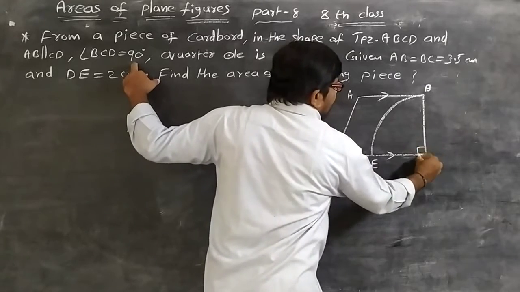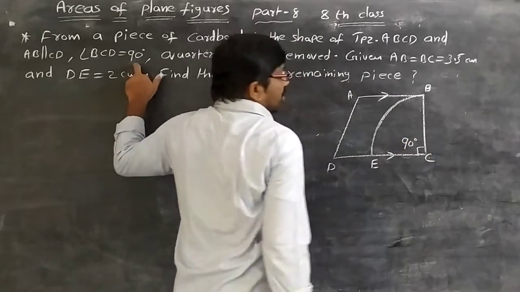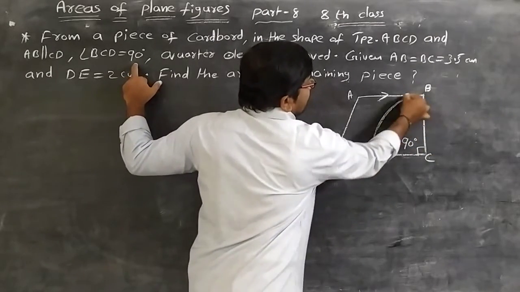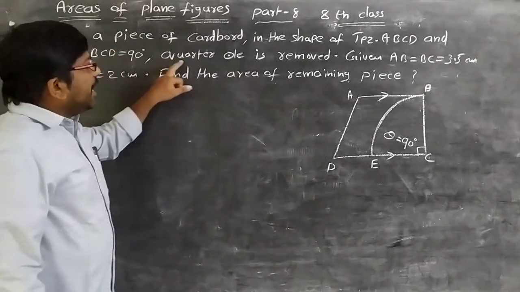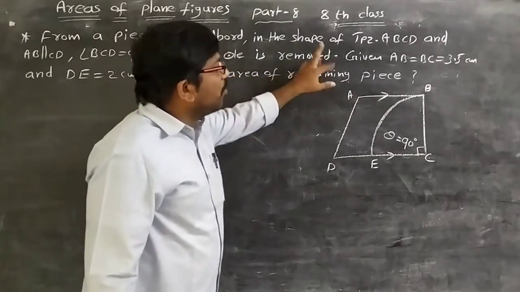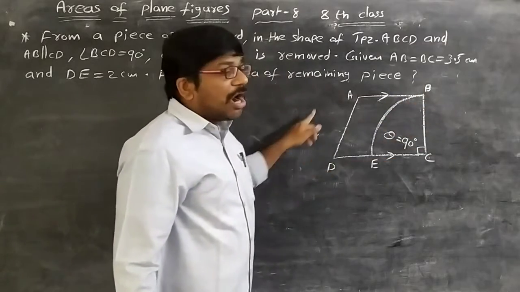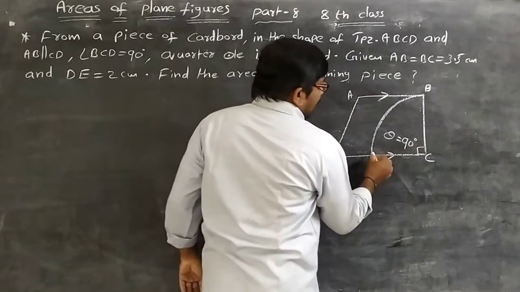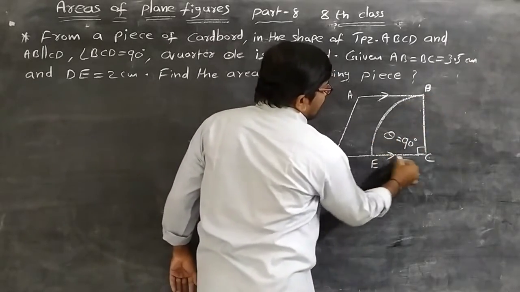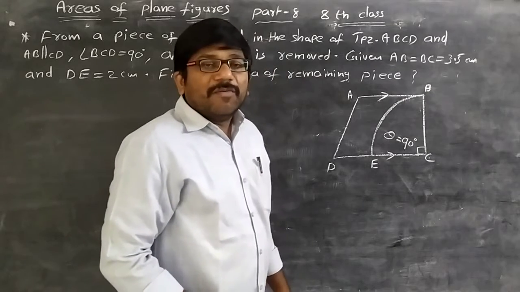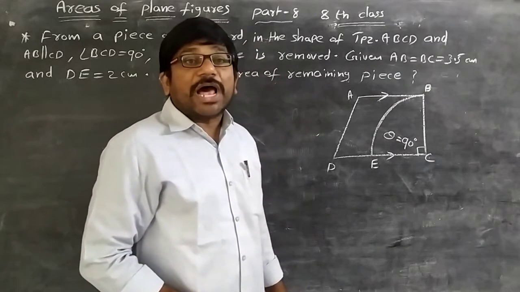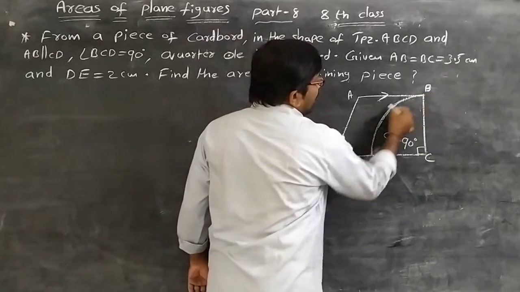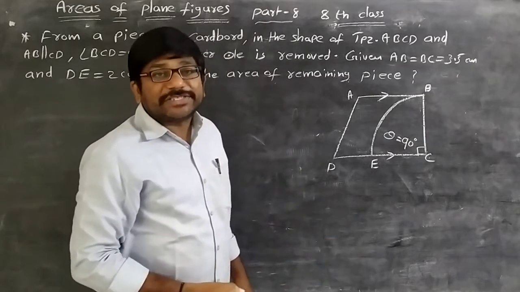BCD is 90 degrees, right? 90 degrees is the angle of this sector. It is in sector shape, right? A quarter circle is removed from this cardboard sheet. We removed a quarter circle, that is ECB. In a circle, the fourth part of a circle is called a quarter circle, right? So BCE is a quarter circle which is in sector shape, right?